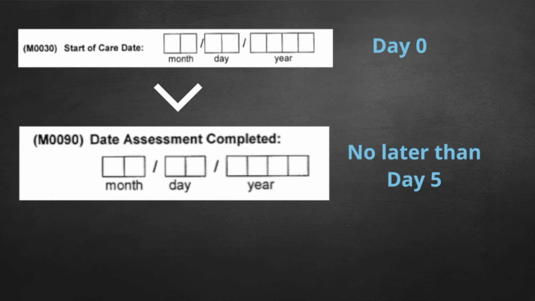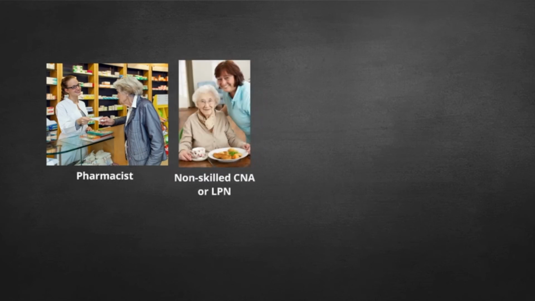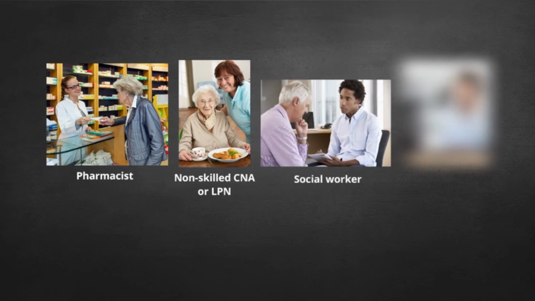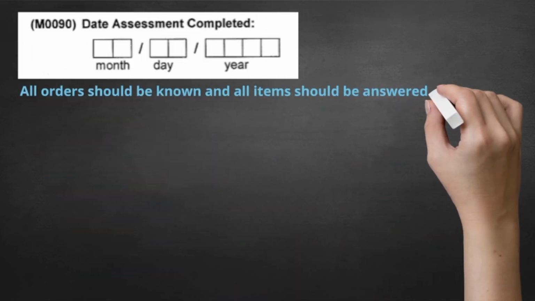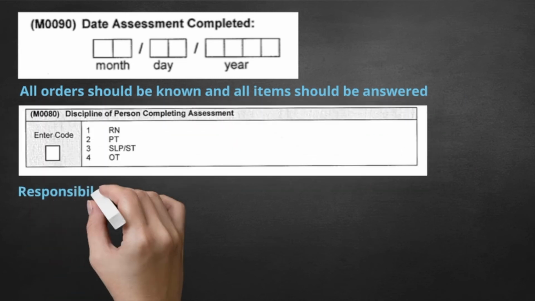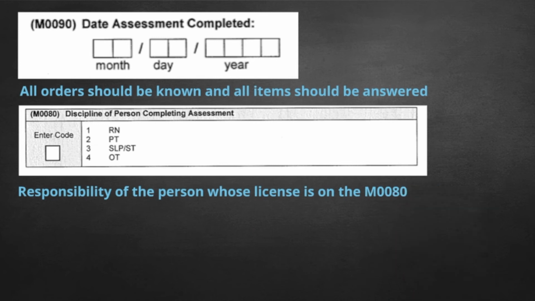An example of such an OASIS team member might be a pharmacist, a non-skilled CNA, or an LPN who is looking after the patient. It might be a social worker and even your agency's billing department. All orders should be known and items answered by the M0090 date. This is the responsibility of the person whose professional license is claimed on M0080, Discipline of Person Completing Assessment.